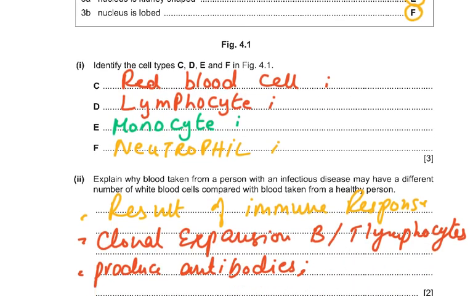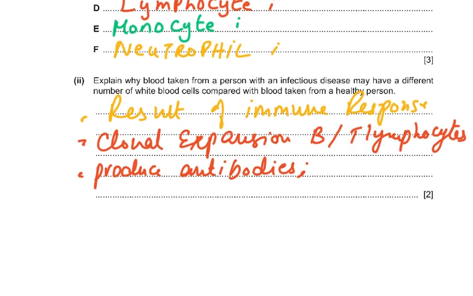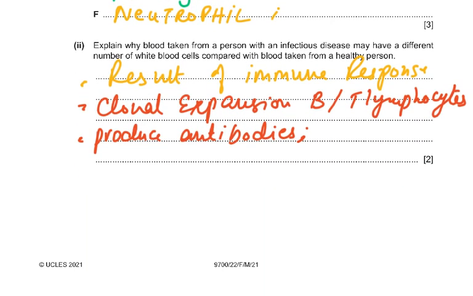Now it says explain why blood taken from a person with an infectious disease may have a different number of white blood cells as compared with blood taken from a healthy person. Naturally, if he's had an infectious disease like tuberculosis or cholera, when the bacteria enter, they cause an immune response, and this results in an increase in B cells and T cells, B lymphocytes and T lymphocytes, and B lymphocytes produce antibodies.